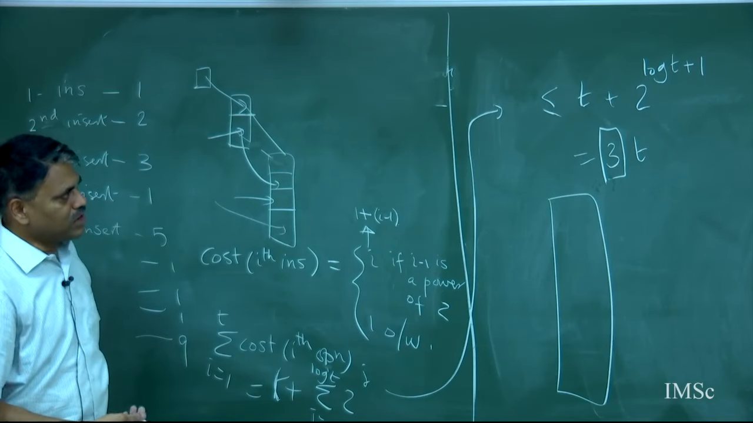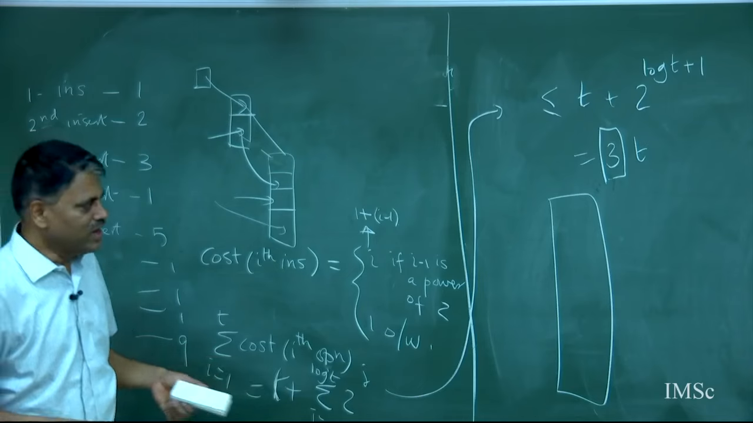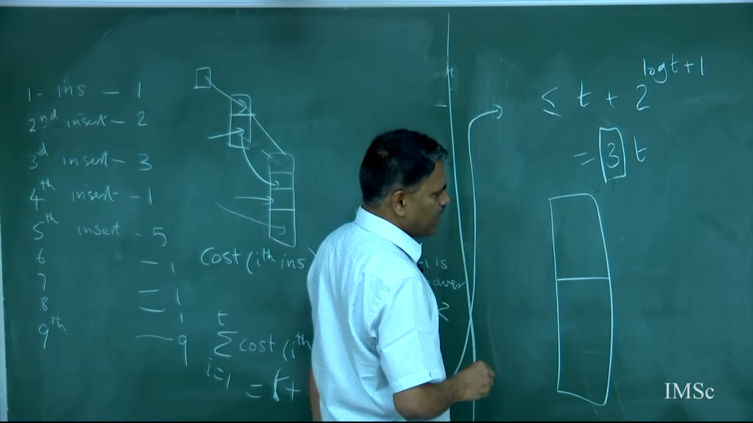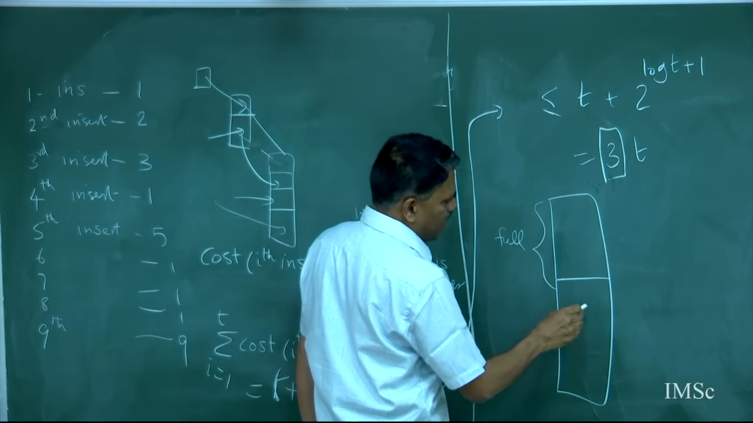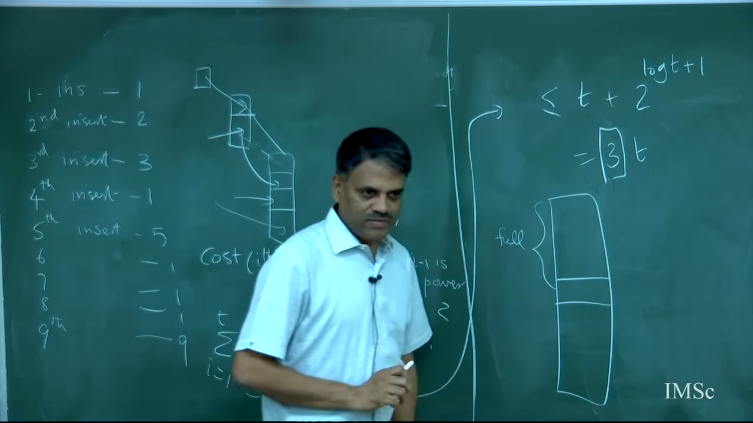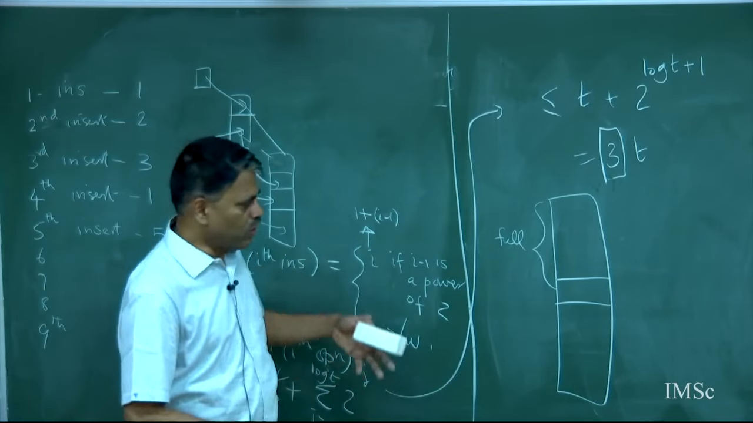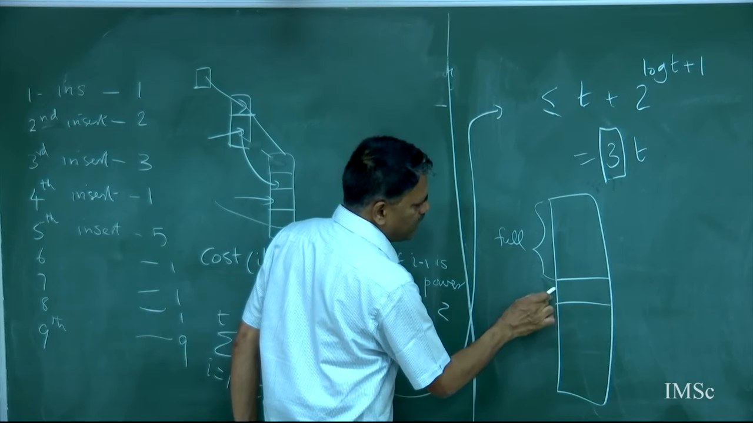So we want to think about how much is the potential and what is the credit argument, right? So let's say the table got expanded. Right now the table got expanded, so this is full, and I inserted the new element. Okay, the table got expanded, so this is full, and I have this new element.